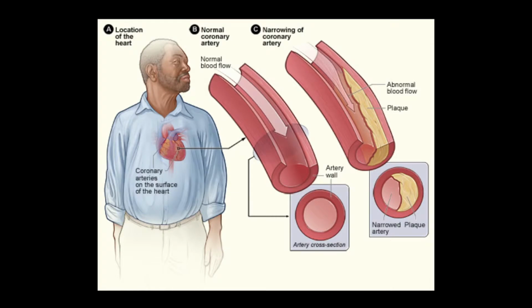The inner walls of arteries are smooth, allowing blood to flow freely through them. Over time, fatty deposits can build up on the inside of arteries, causing narrowings or blockages that restrict blood flow to the heart, causing symptoms of chest pain and shortness of breath.